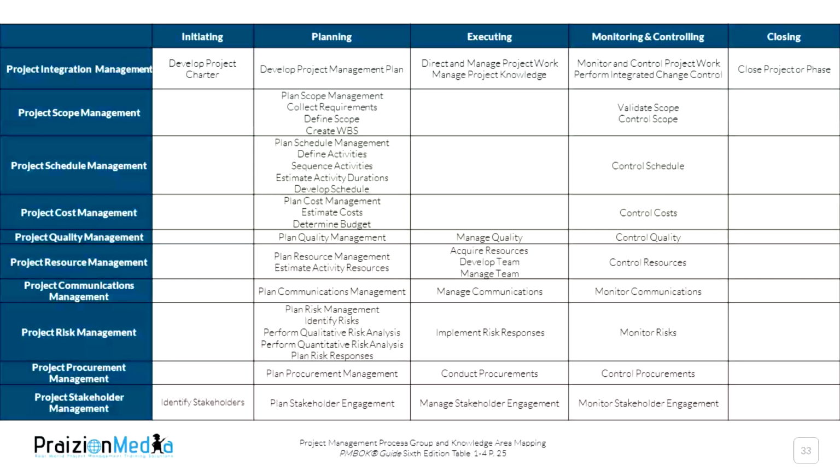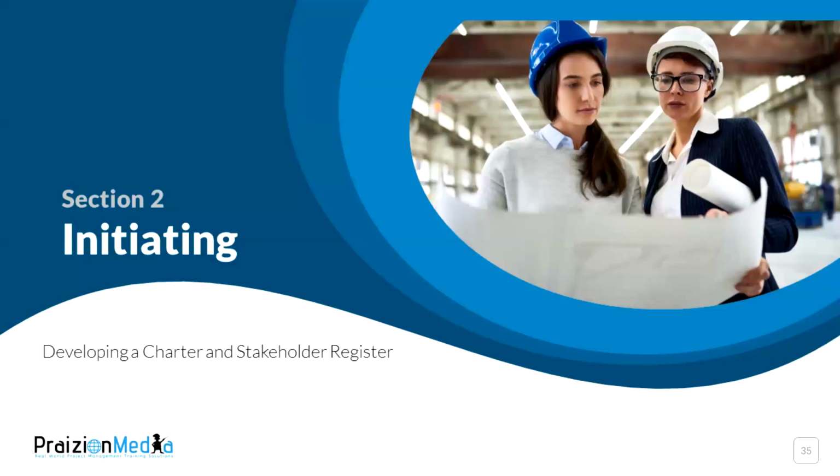Let's go. Open up page 25 in the PMBOK Guide 6th edition. We're going to be covering all the processes from top down, and we're going to be going in columns. Are you ready? Let's go.